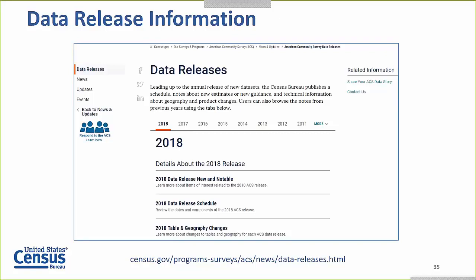I want to highlight a couple of useful pages for data release. Information for the 2018 data release is under News and Updates. This section gives you a variety of information specific for this release all in one place, such as the release schedule and table changes we just discussed. It also recaps what's new and notable for each release.